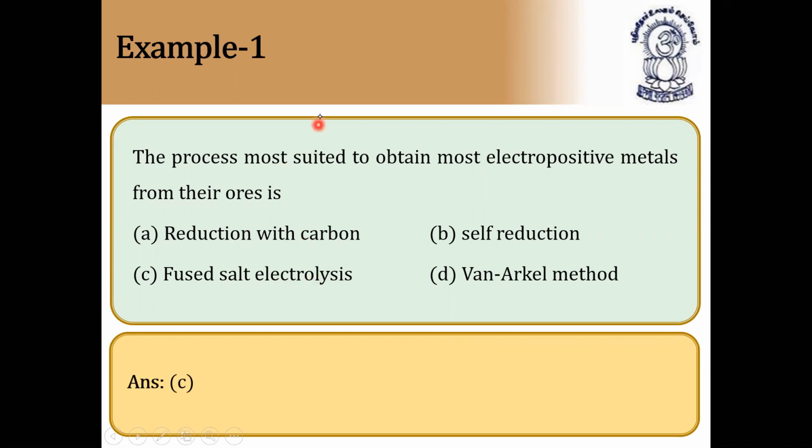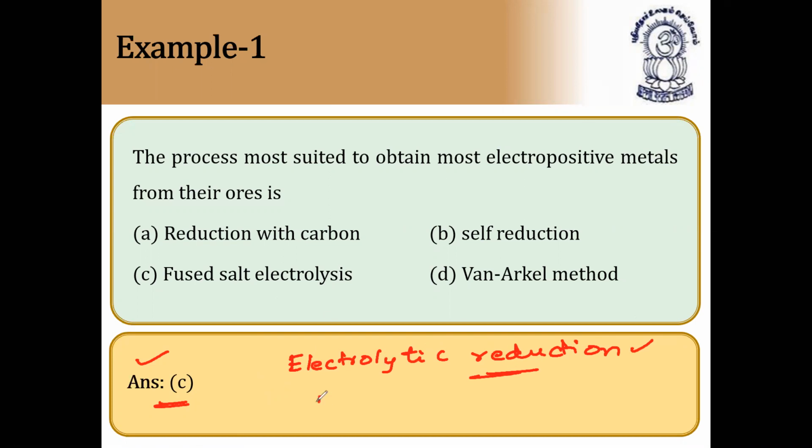By means of fused salt electrolysis, we can do this. That is electrolytic refining, or simply electrolytic reduction. We can say it is called electrolytic reduction. So the process most suited to obtain most electropositive metals from their ores is called electrolytic reduction. This is also called fused salt electrolysis.